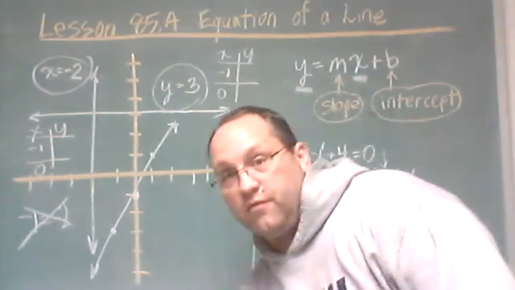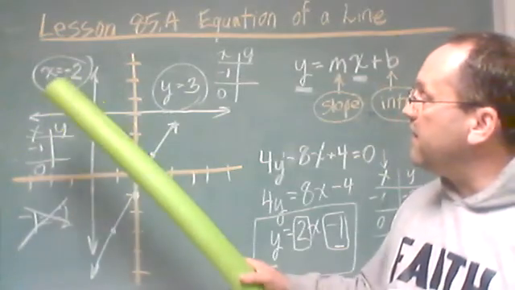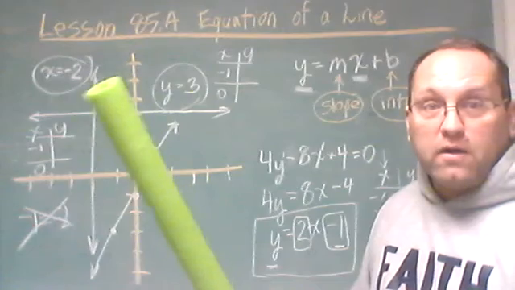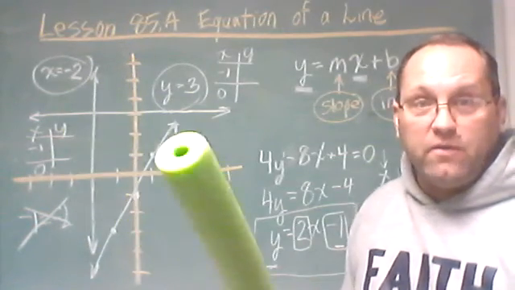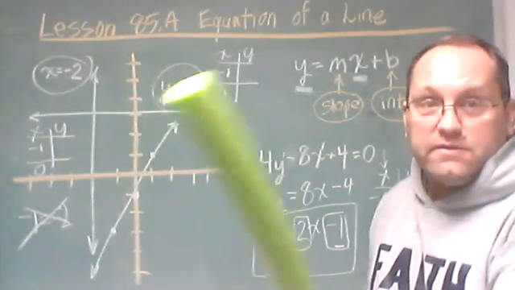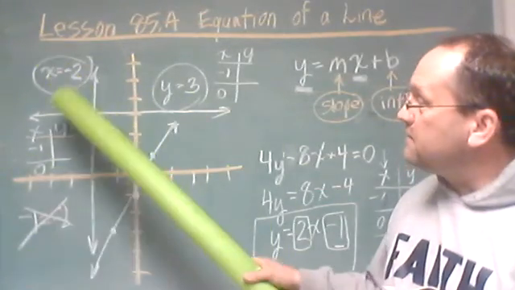Okay, so remember, 3 equations of a line. We have 3 types of lines, and yeah, this is a danger of doing homework lessons at home in my basement where my kids stole my yardstick. I can't point, so I've resorted to using this foam noodle to do it.